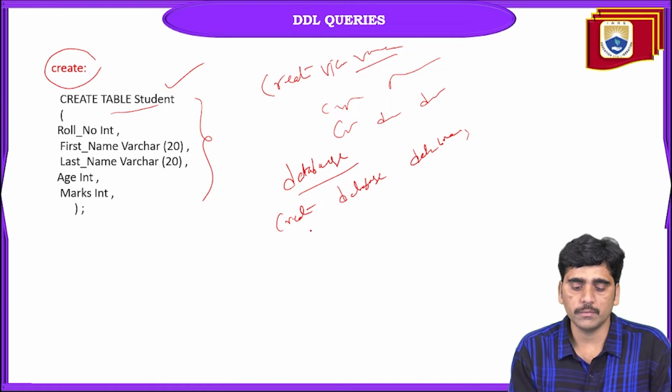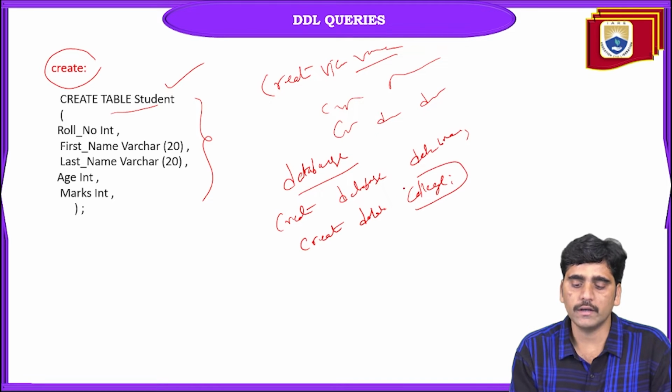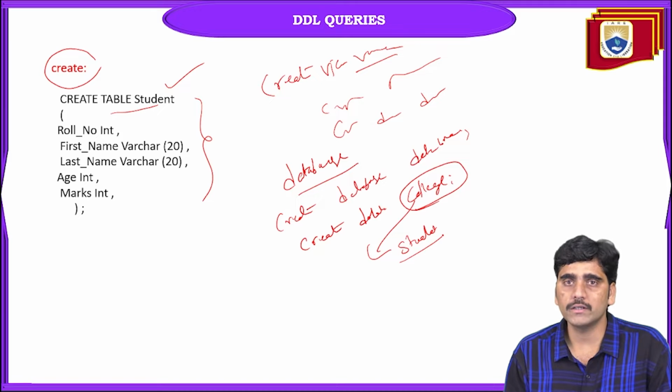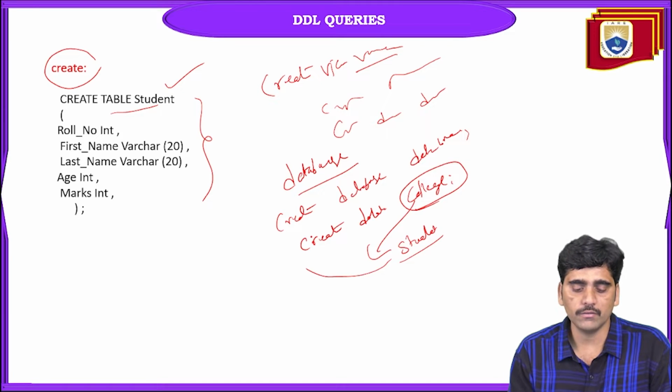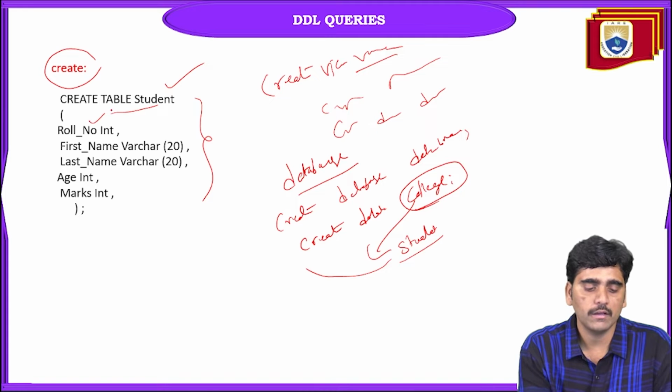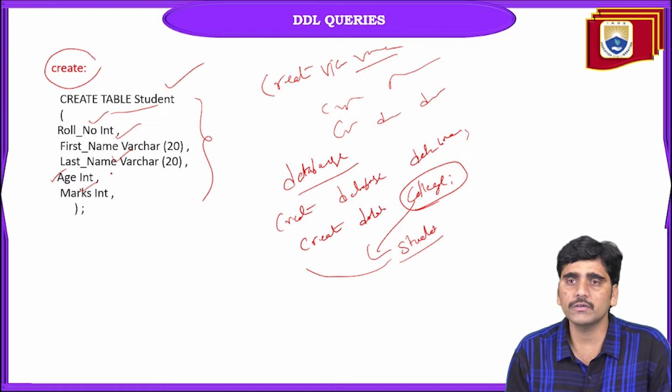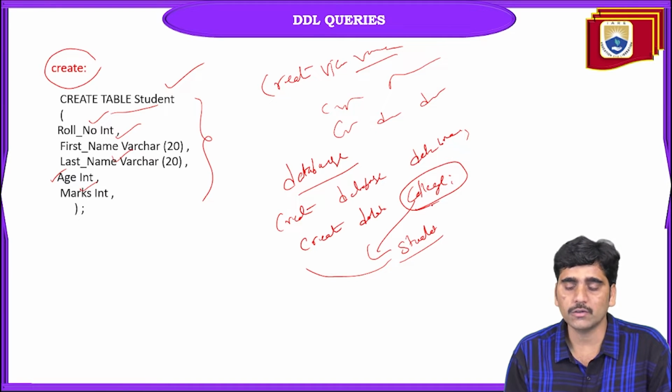For example, create database, and the database name you can take as college. So suppose college is the database. In that college we are going to create the table student. The student table can have columns like roll number, first name, last name, age, and marks. So I am going to create the table in the database college.